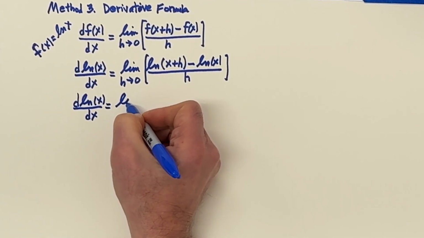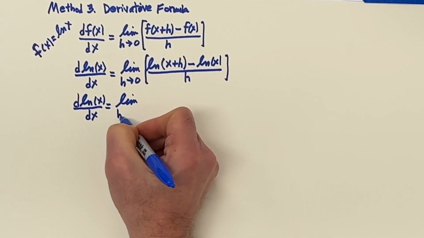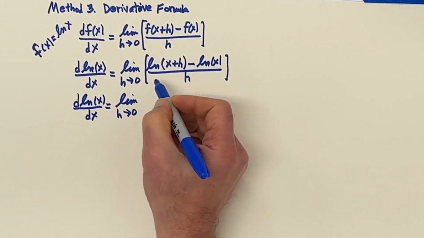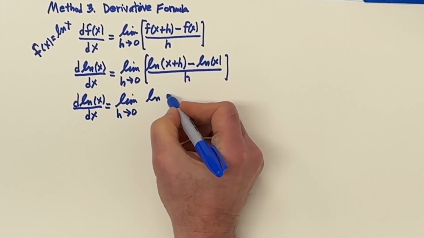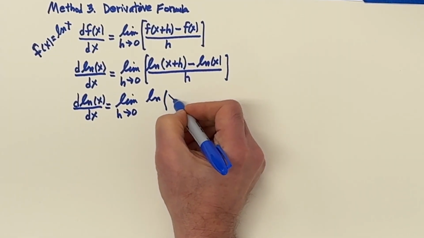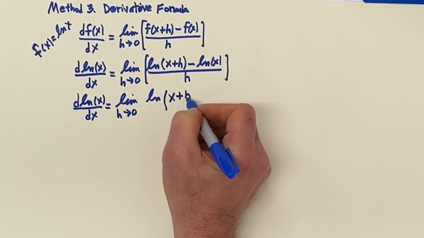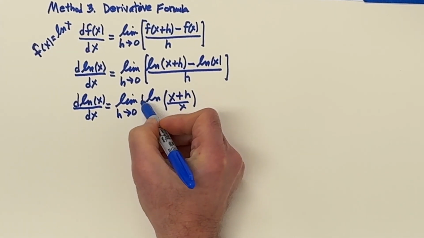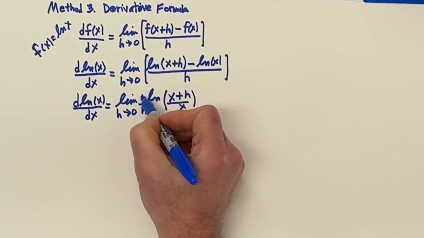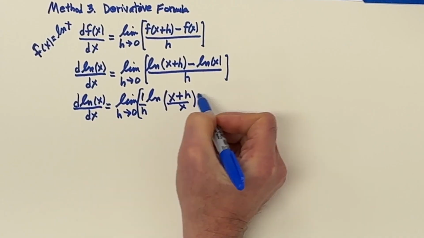So I have here the limit as h goes to 0 of the logarithm of (x plus h) over x, and there'll be a 1 over h there. So we do something like this here.